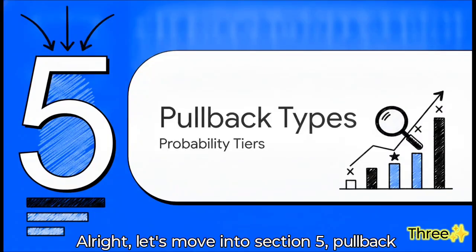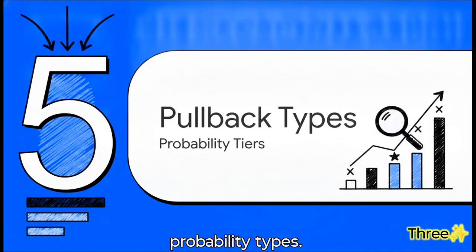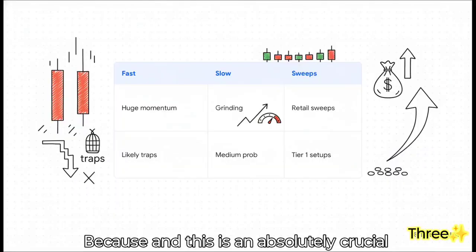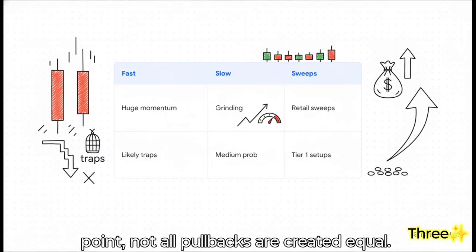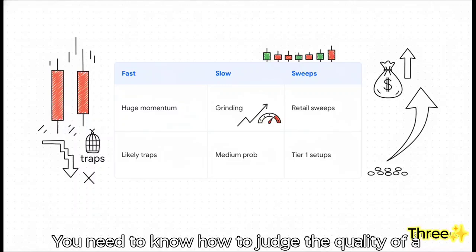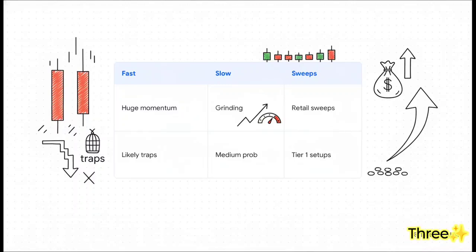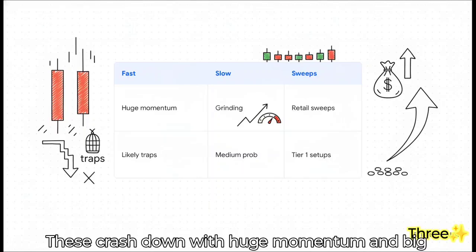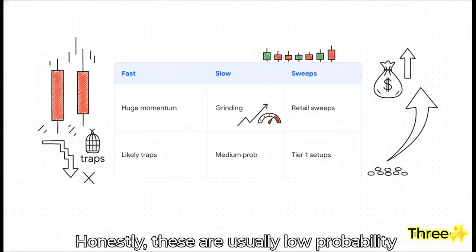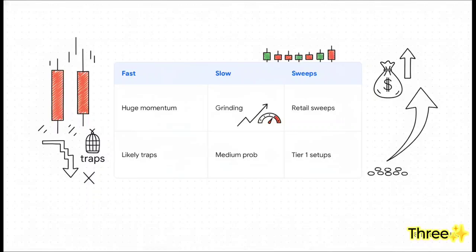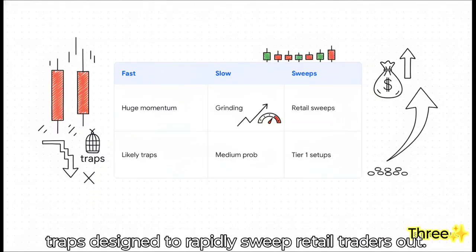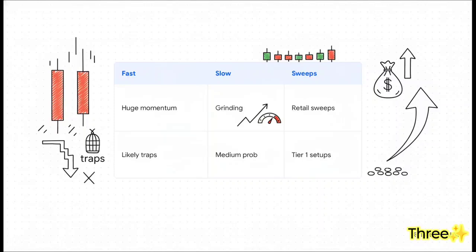All right, let's move into Section 5, Pullback Probability Types. Because, and this is an absolutely crucial point, not all pullbacks are created equal. You need to know how to judge the quality of a setup instantly. We've got 3 probability tiers. First, fast pullbacks. These crash down with huge momentum and big red candles. Honestly, these are usually low probability traps designed to rapidly sweep retail traders out. Be super careful with these.